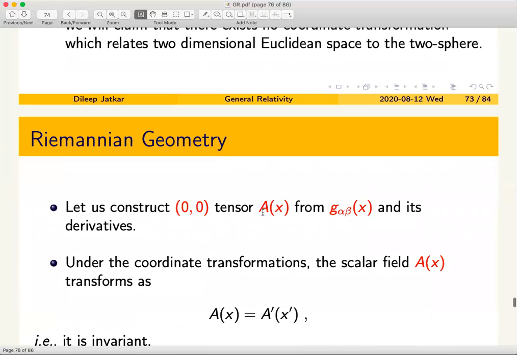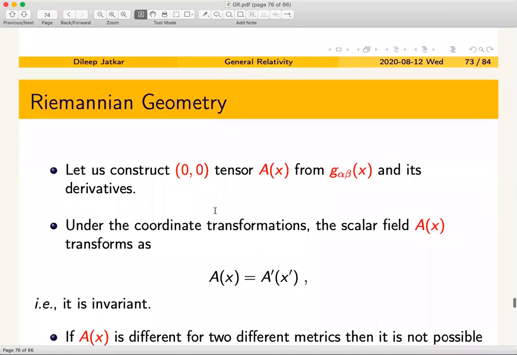So what we really want to construct is what is called a (0,0) tensor. Let's call it A of x, constructed from g alpha beta and its derivatives, because g alpha beta parameterizes the geometry of the space-time, or space in general. It can be just Euclidean space also. Given that it is a (0,0) tensor, under coordinate transformation it will transform in this fashion: A of x is the same as A prime of x prime. Therefore it is invariant.